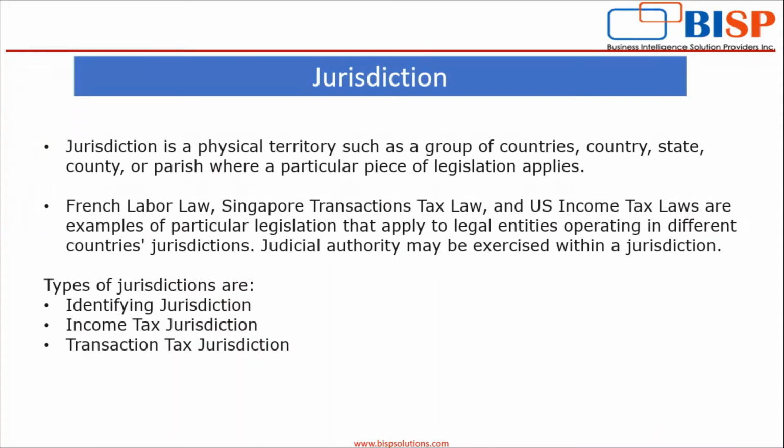So, what is jurisdiction? Jurisdiction is a physical territory such as a group of countries, country, state, county, or parish where a particular piece of legislation applies. French labor law, Singapore transactions tax law, and US income tax laws are examples of particular legislation that apply to legal entities operating in different countries, jurisdictions. Judicial authority may be exercised within a jurisdiction. Types of jurisdictions are identifying jurisdiction, income tax jurisdiction, and transaction tax jurisdiction.